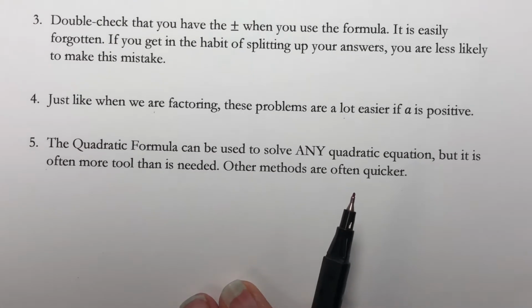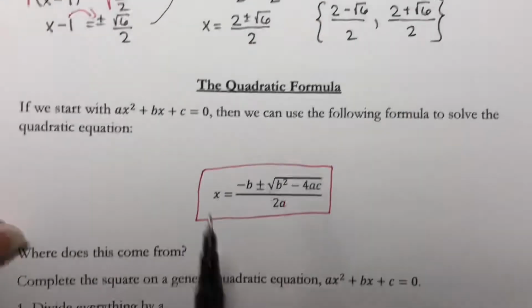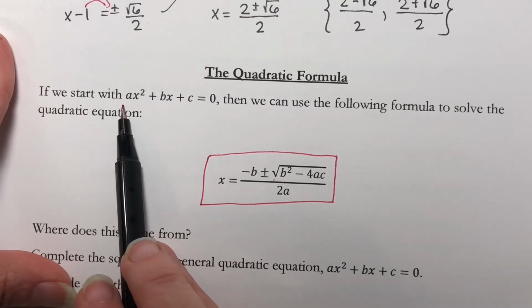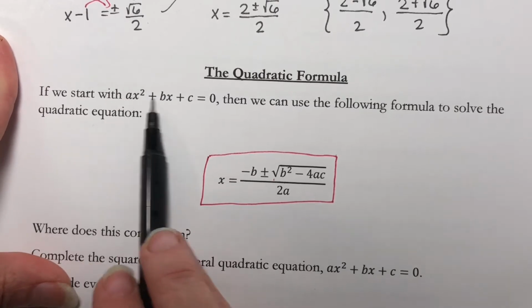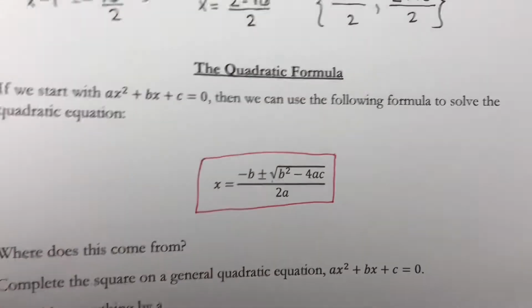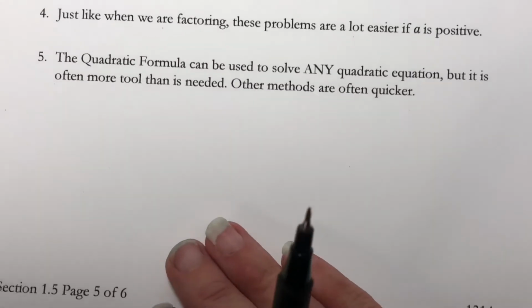Just like when we're factoring, these problems are a lot easier if a is positive. So right here, if this is a positive number, it's going to be easier to work with. If it's a negative number, you can multiply everything by -1 and you'll have a positive number there. It's a perfectly legal move. Just make sure you change all of the signs.